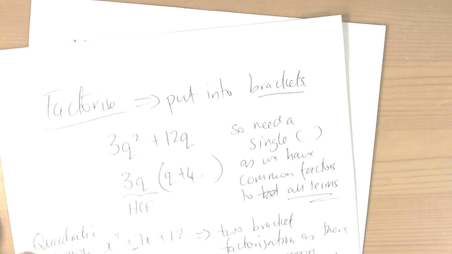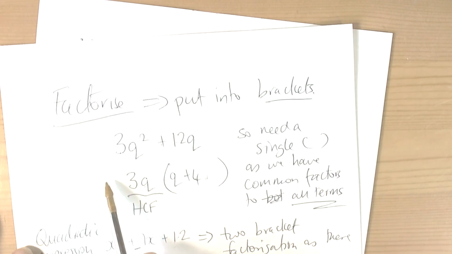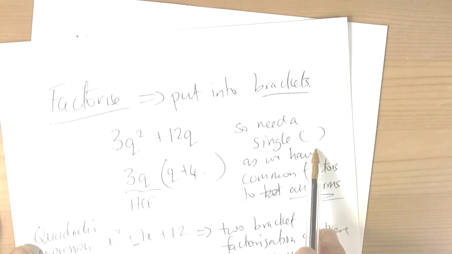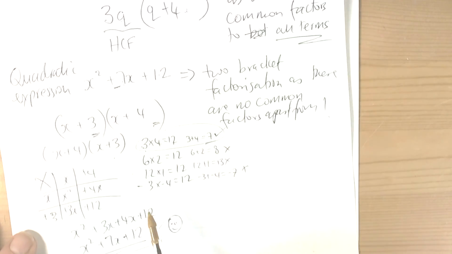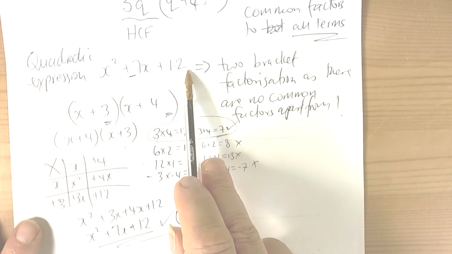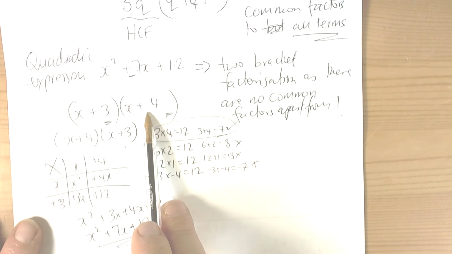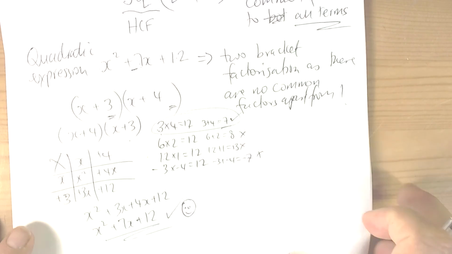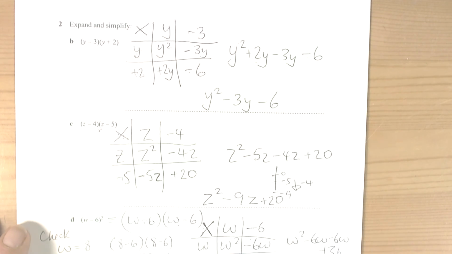So just a quick reminder, factorising when you've got expressions where there are common factors will be a single bracket, and factorising where you've got no common factors to all the terms will be a double bracket in GCSE exams, guys. Okay, so that's a reminder about factorising. So let's get back to the homework.